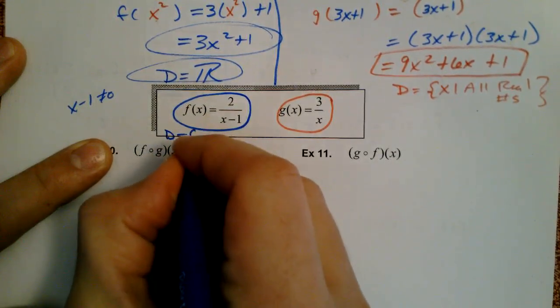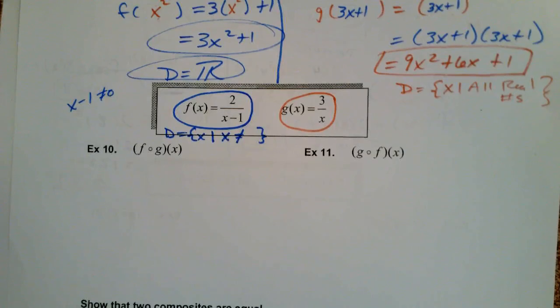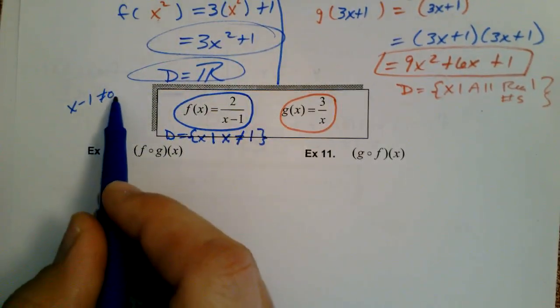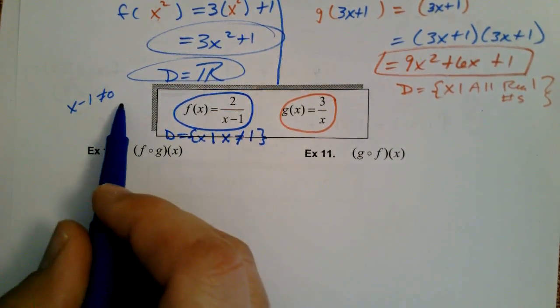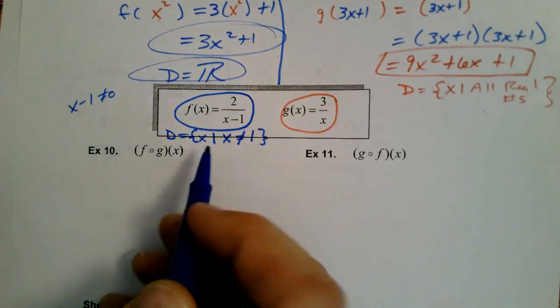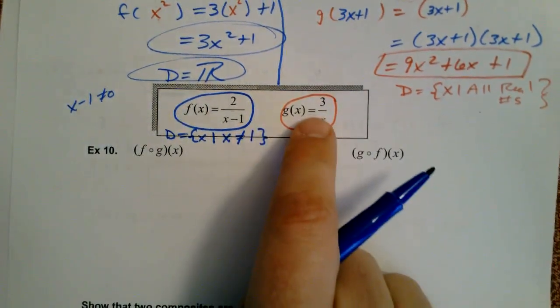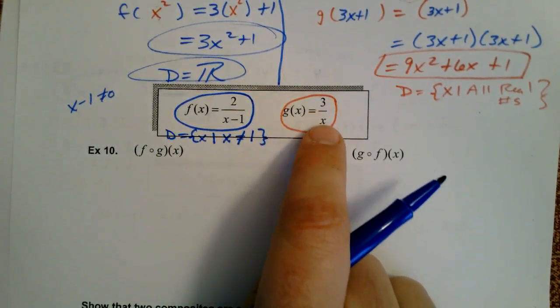What's your domain? All reals except for what? Mary's giving me the 1. Very good. So if you set x minus 1, it can't be 0, right? Can't divide by 0 here. Add the 1 over, we get 1. Perfect.